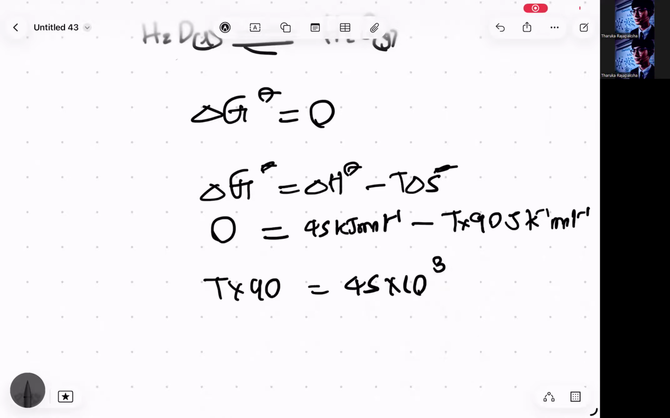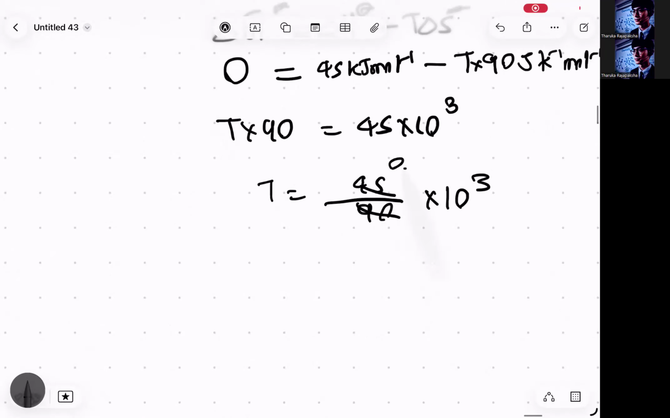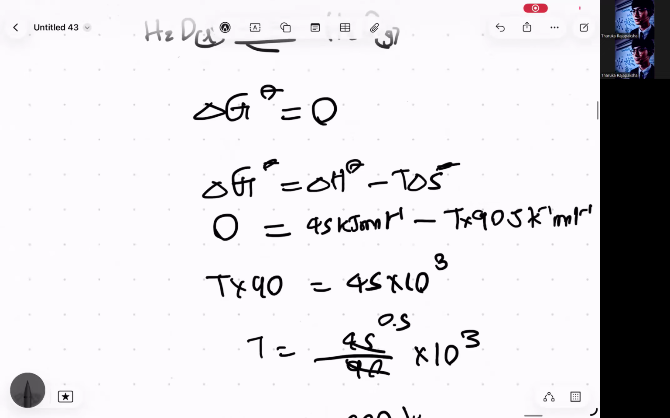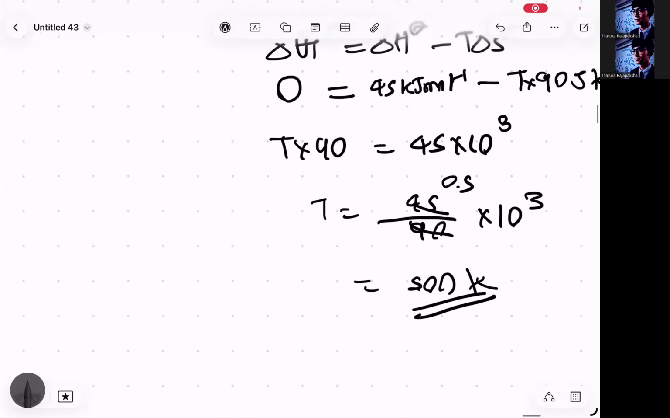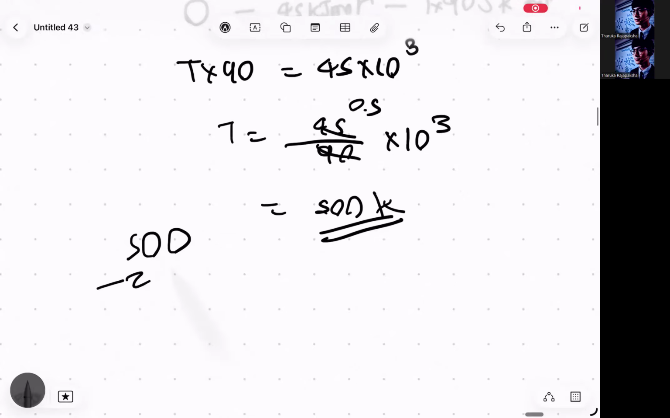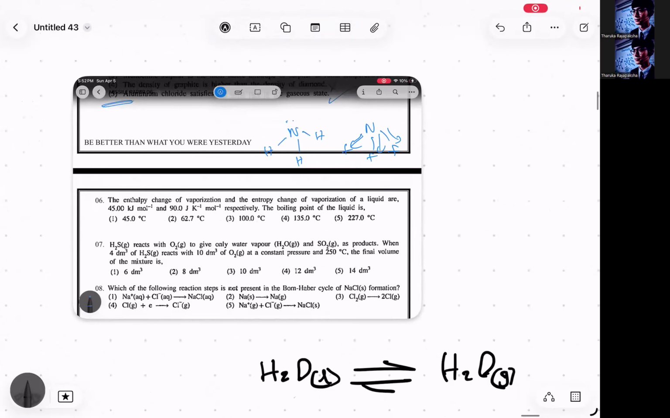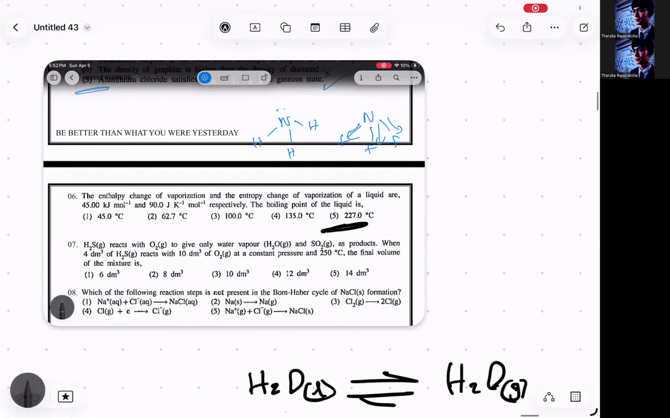I'll put 10 to the power 3 because kilo. Now this one doesn't have kilo value, so I'm going to put 10 to the power 3 there. So T is equal to 45 divided by 90 multiplied by 10 to the power 3. That's 0.5, 500 Kelvin. They have given the answers in degrees Celsius, so you have to subtract 273 from this. That would be 227 degrees Celsius. Answer is answer number 5.